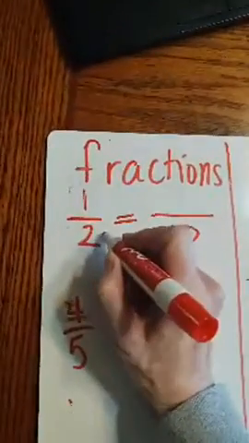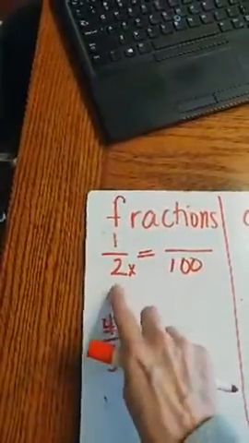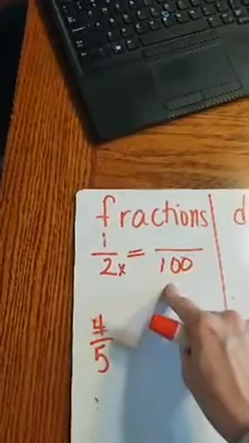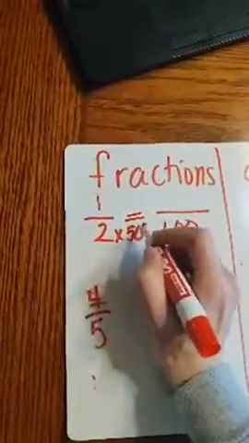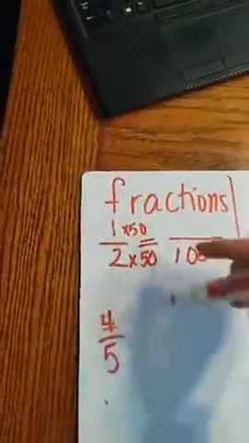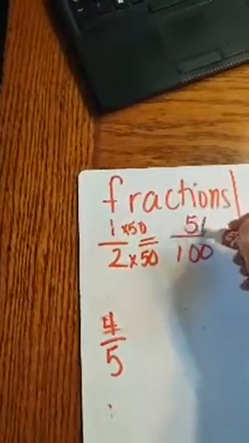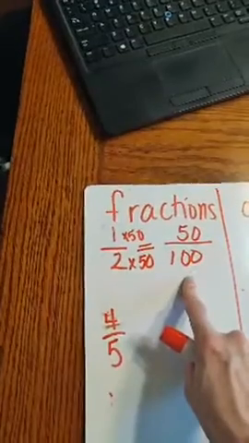So what we need to do with a proportion is figure out what we multiply 2 times to get 100. And you got it. We would take that times 50. So whatever we do to the bottom of a fraction, we have to do to the top. 1 times 50 is 50. Okay, so we know that 1/2 is equal to 50 out of 100.